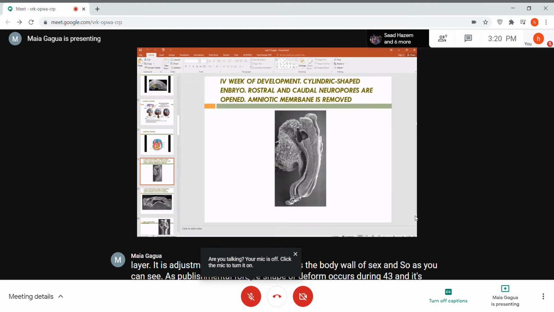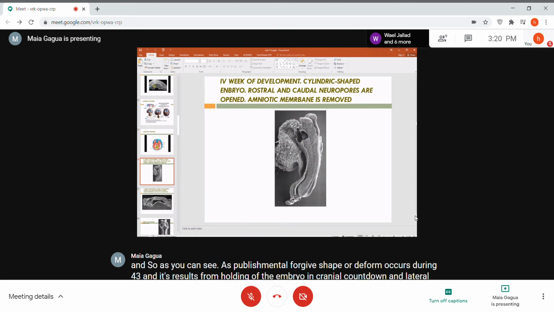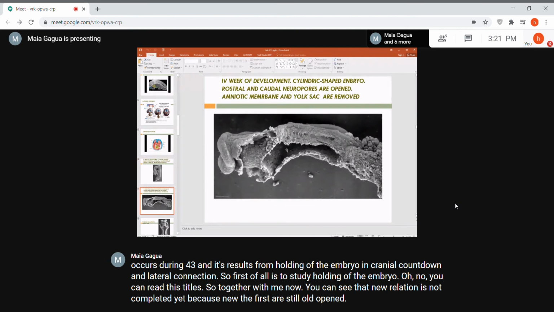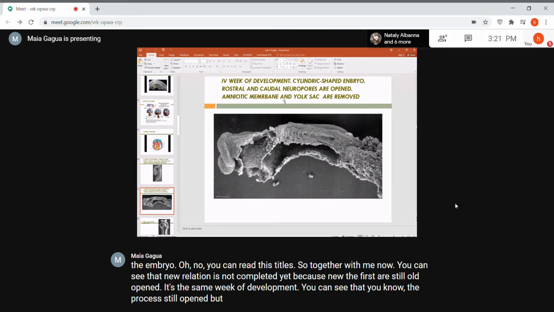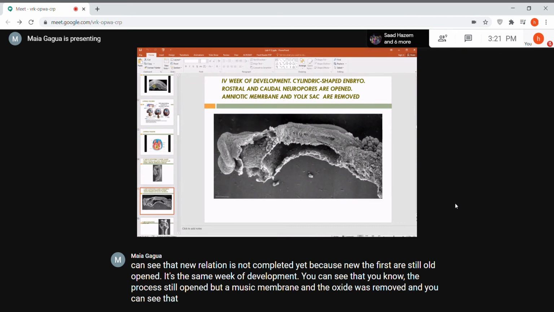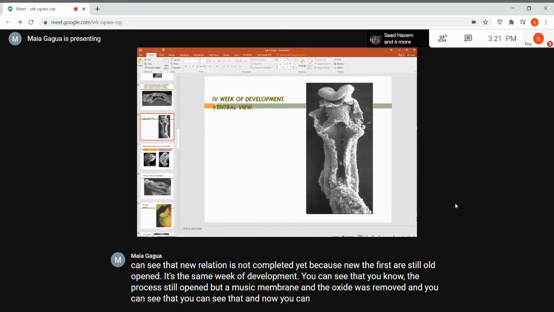Now you can read these titles together with me. You can see that neurulation is not completed yet because neuropores are still open. It's the same week of development. You can see that neuropores are still open, but amniotic membrane and the sac was removed, and you can see gut. You can see midgut. And now you can see ventral view of midgut.